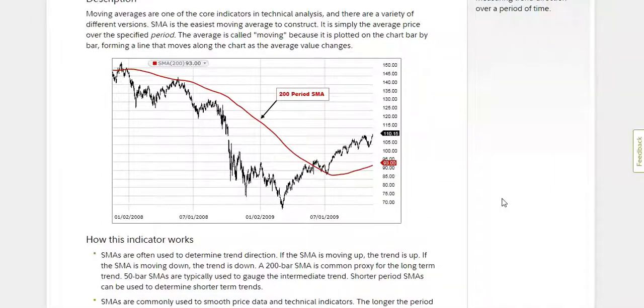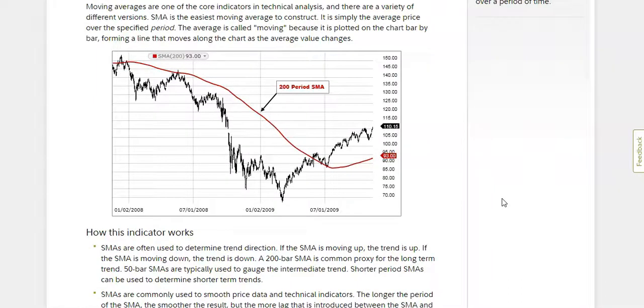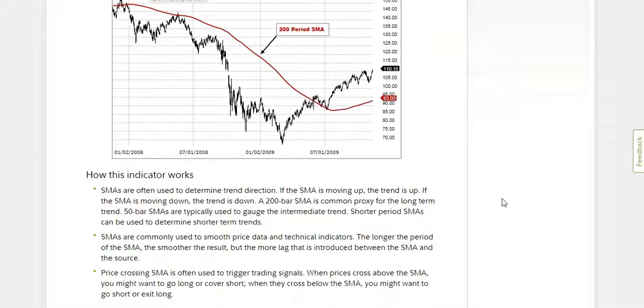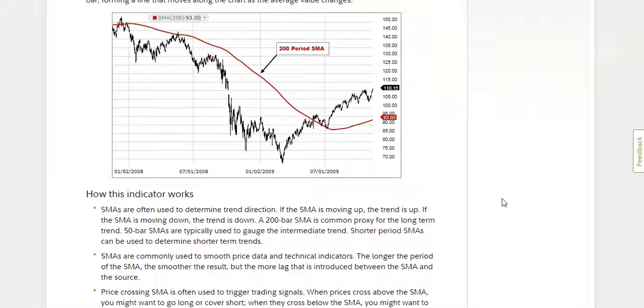It is simply the average price over a specific period. The average is called moving because it's plotted on the chart bar by bar, forming a line that moves across the chart as average values change. So basically the easiest way to spot the trend, in my opinion, because as you see the red SMA line, every time all these candles are closing below the red SMA line, guess what?